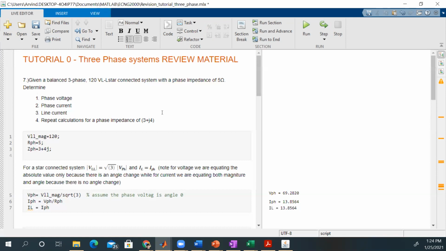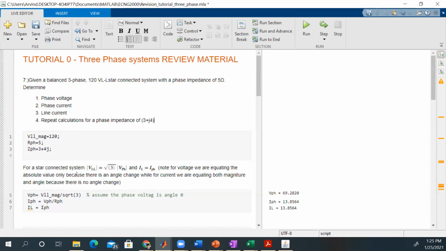So, right, what information do we have? We're going to enter it first. So I have the magnitude 120 volts. This is the line to line magnitude, 120. The phase impedance is 5 ohms. And the other impedance is 3 plus J4, which we need for this part here. So I enter all of that at the start.